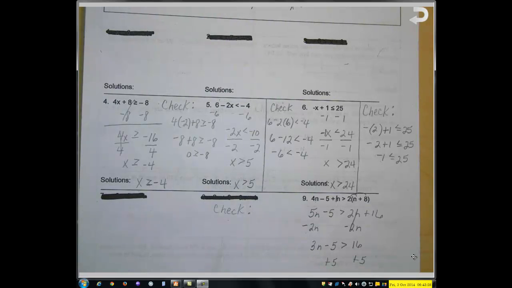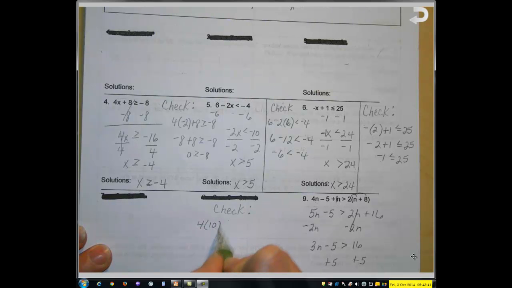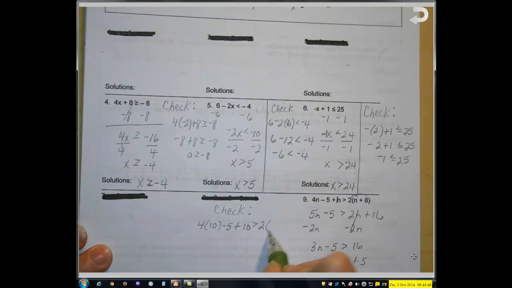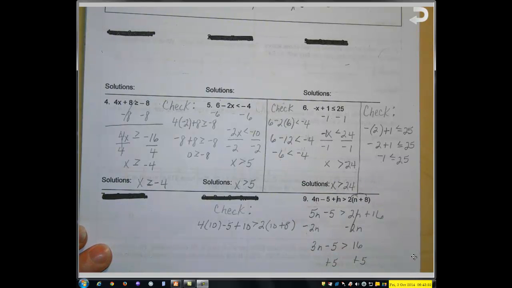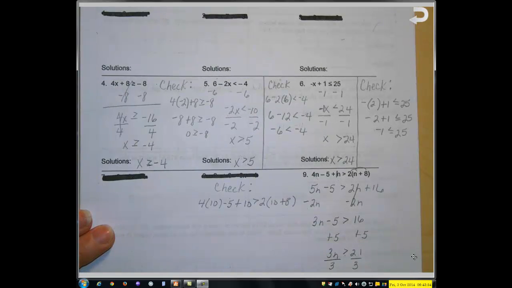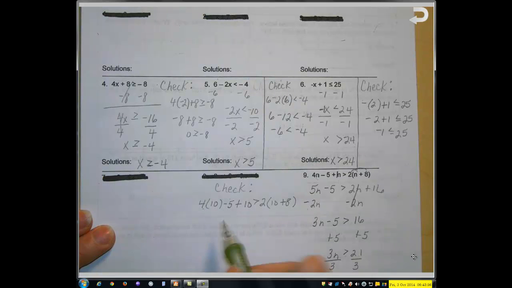So let's go over here and check our work. What's a number that's greater than 7? Well, 10 is greater than 7. So let's plug in 10 everywhere that we see an n. So 4 times 10 minus 5 plus 10 is greater than 2 times 10 plus 8. So now we use order of operations to simplify. Multiplication first. 4 times 10 is 40.